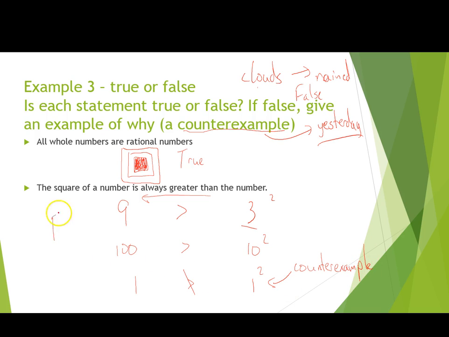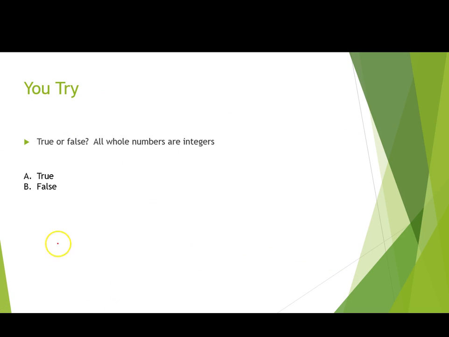We would say false because of this example right here. So you try. True or false? All whole numbers are integers. A, true, or B, false. Go ahead and pause it until you're ready, and I'll get the answer.